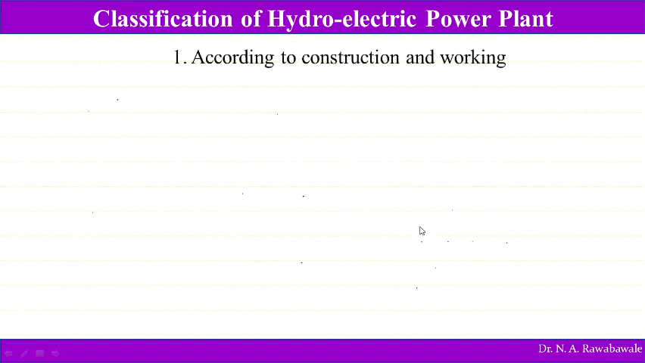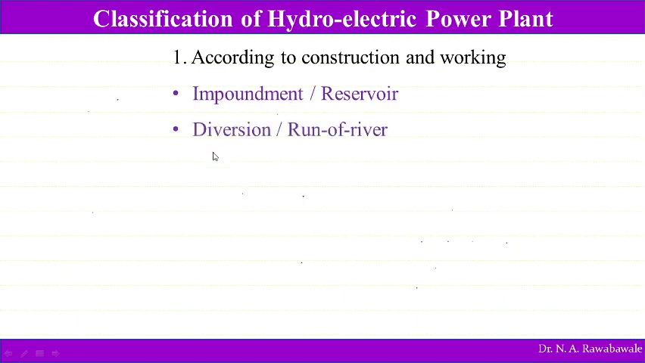According to construction and working, we can classify hydroelectric power plants broadly into two categories. One is according to construction and working, another is depending on the capacity. According to construction and working, the very first type is impoundment or reservoir. Just what we have studied is the impoundment or reservoir type of hydroelectric power plant. Then the second one is diversion or runoff river. Then the third one is pumped storage.